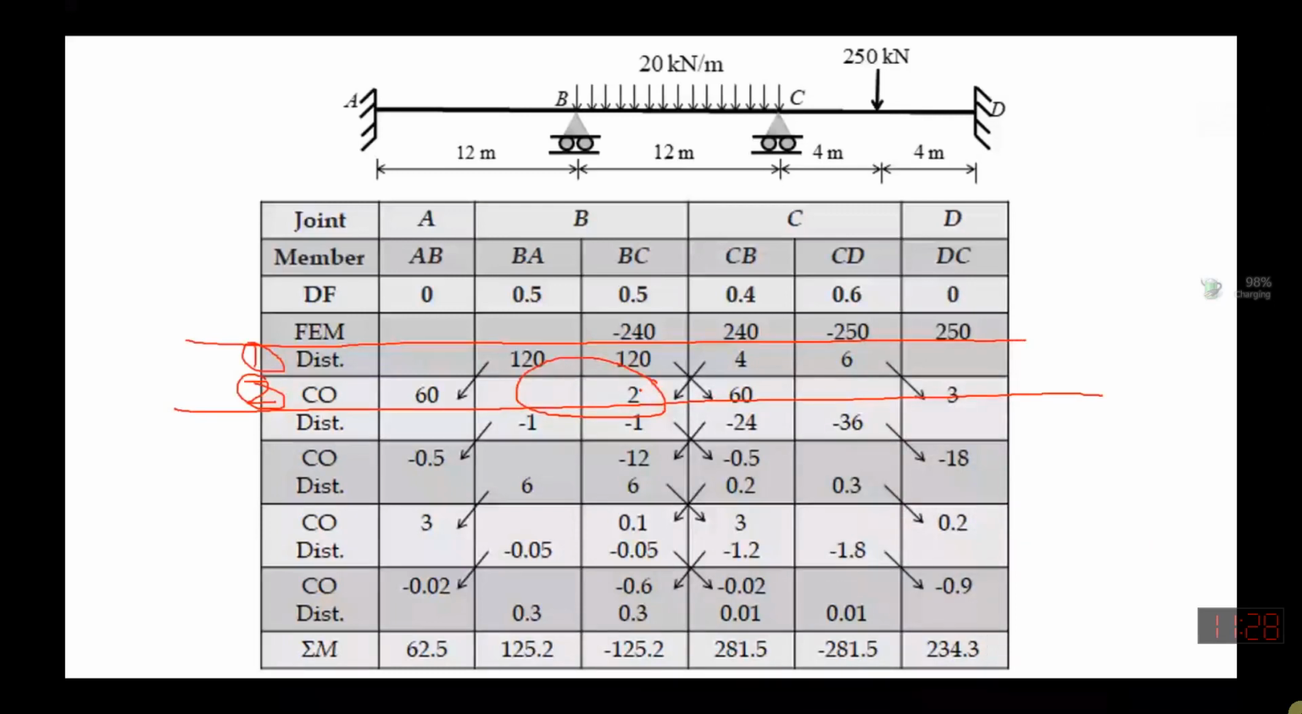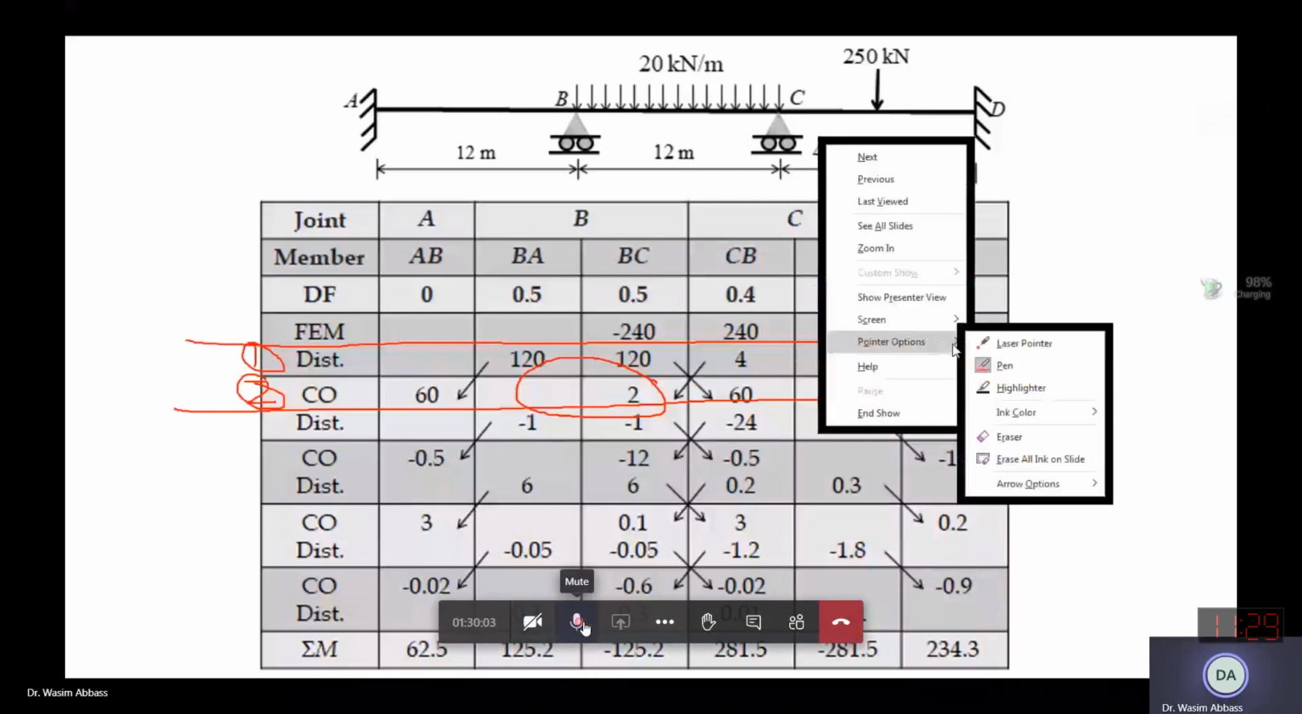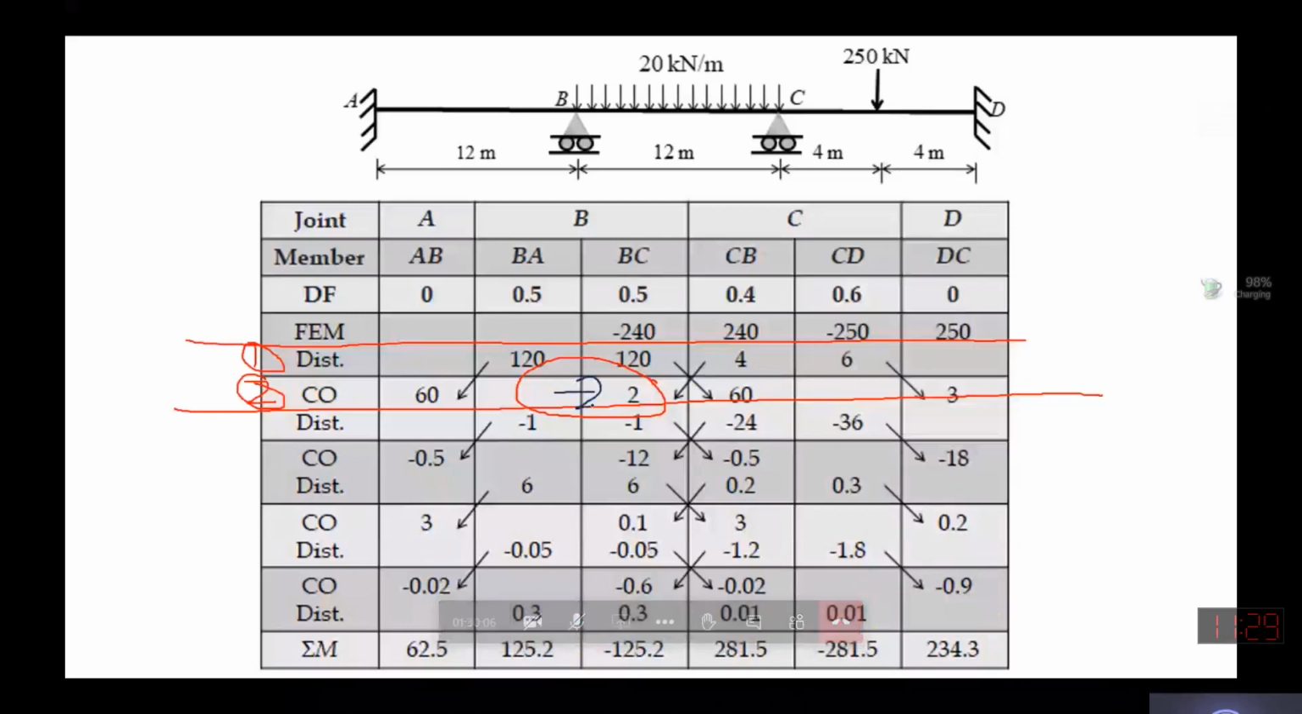How much unbalancing moment is there at joint B? 2. So how much moment is needed to balance this? -2. So this will be -2. Now, if you see over here, how much is the unbalancing moment here? 60 plus. So we need -60 to counterbalance it. So this minus 60 will be distributed now. So you see this is distributed, and again it will be carried over.